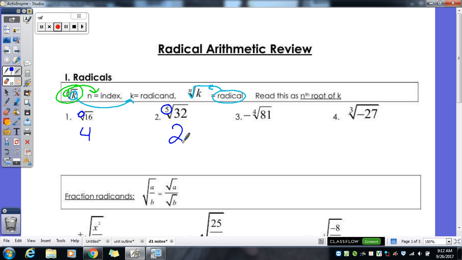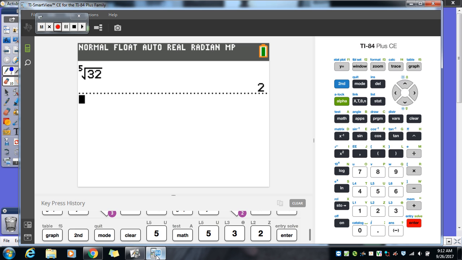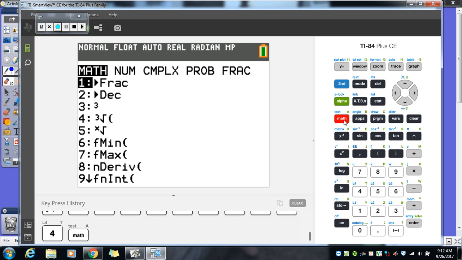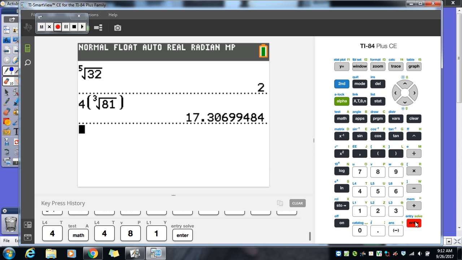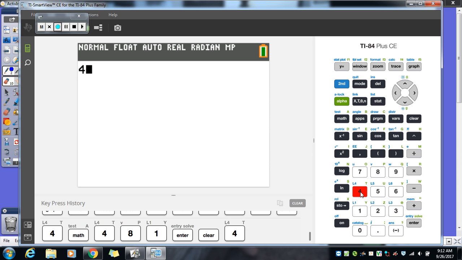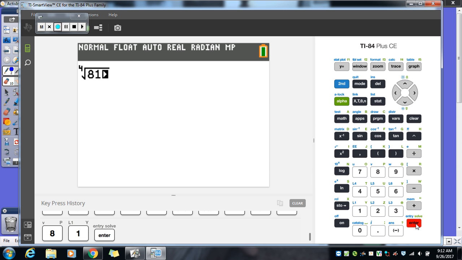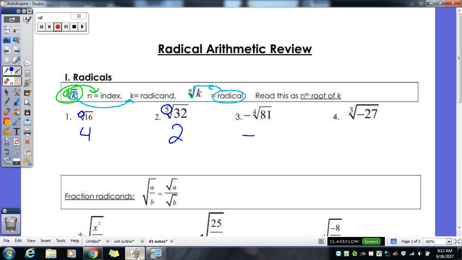Next one, they want the negative fourth root of 81. Again, use your calculator to find the fourth root of 81. Type in the 4 first, go to your math button. So 4, math, choice 5, of 81. Oops, I hit the cube root. 4, math, choice 5. There we go. 81. And we get 3. But it should be a negative 3 because it had that negative sign out in front of that radical.